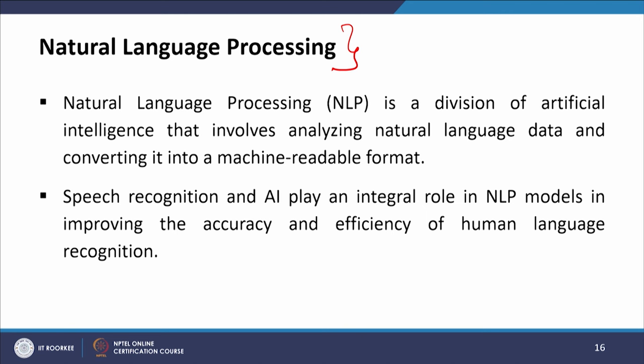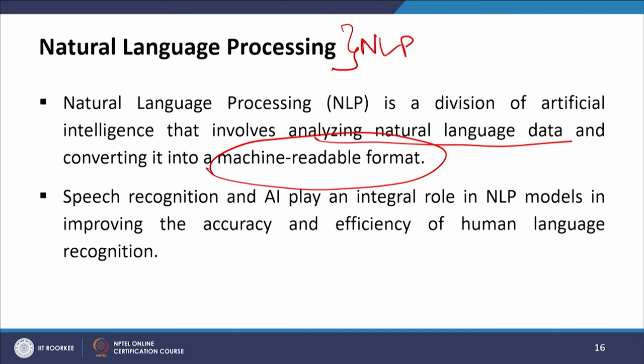The next type of technology that is covered in AI is natural language processing. Natural language processing is a division of artificial intelligence that involves analyzing natural language data and converting it into a machine readable format. So, we are now using natural language data and then converting it into a format that is readable by the machine. Speech recognition and AI play an integral role in natural language processing models in improving the accuracy and efficiency of human language recognition.